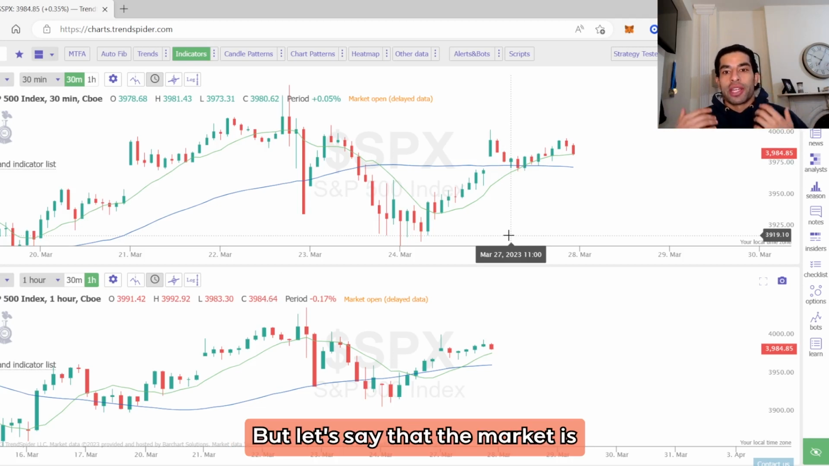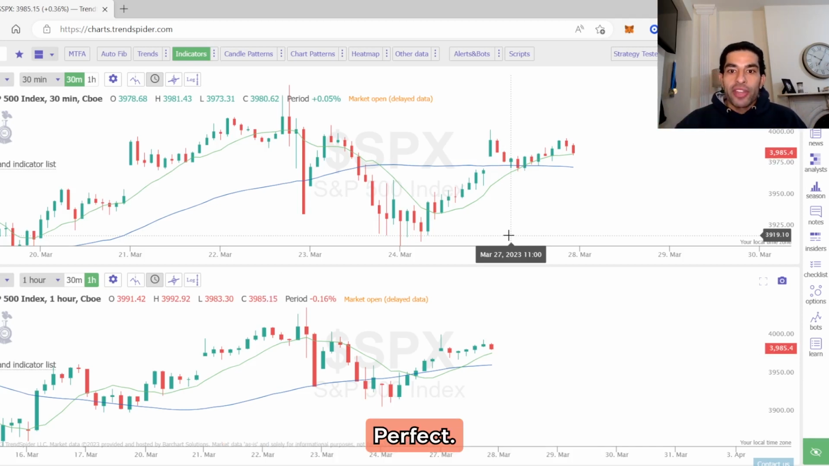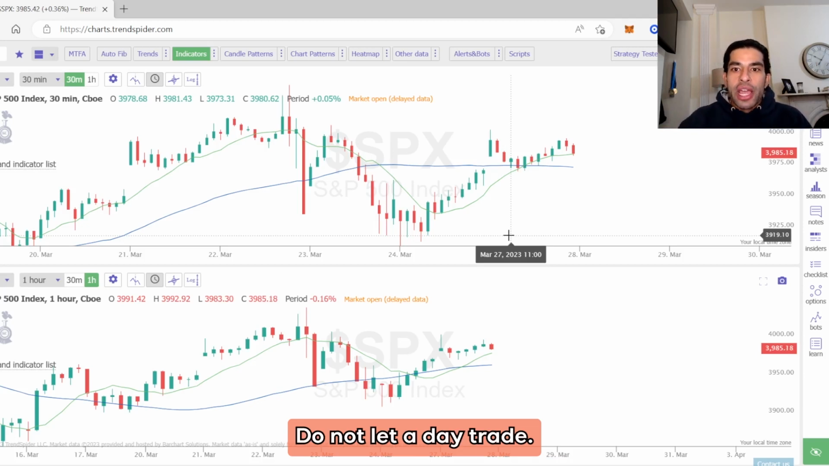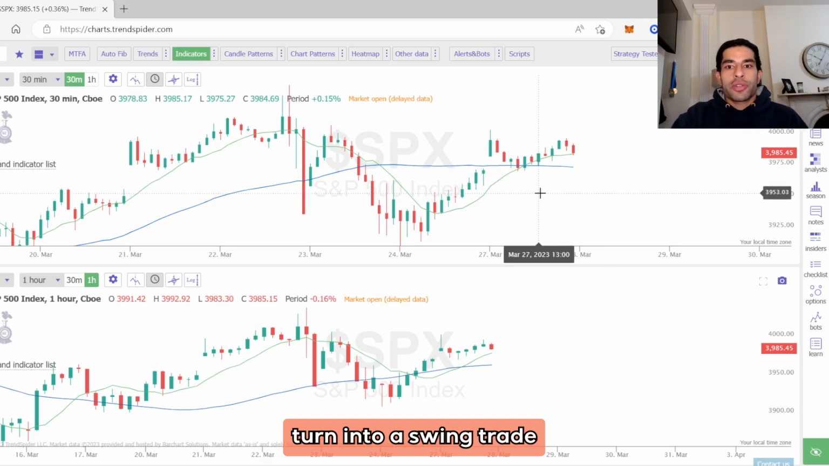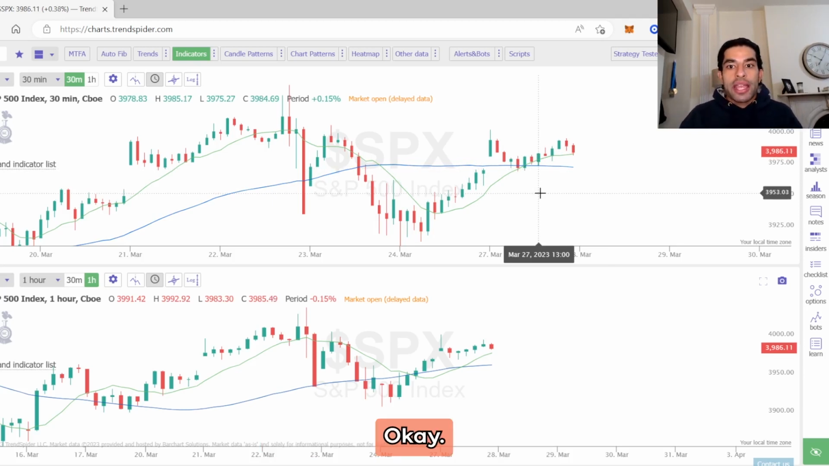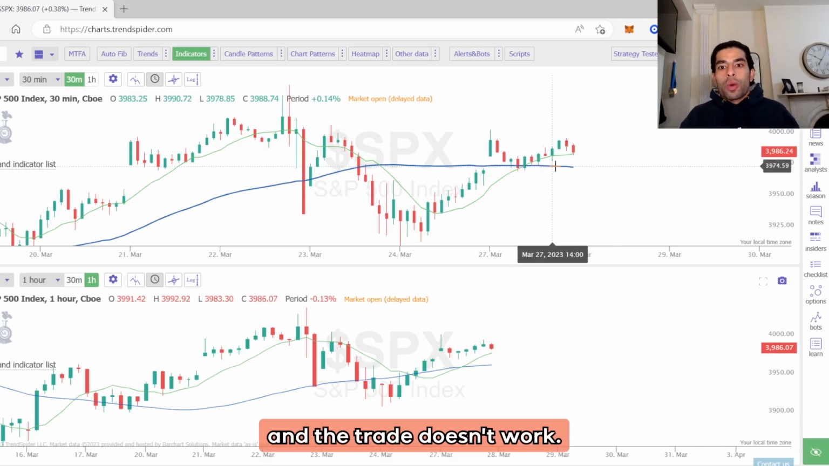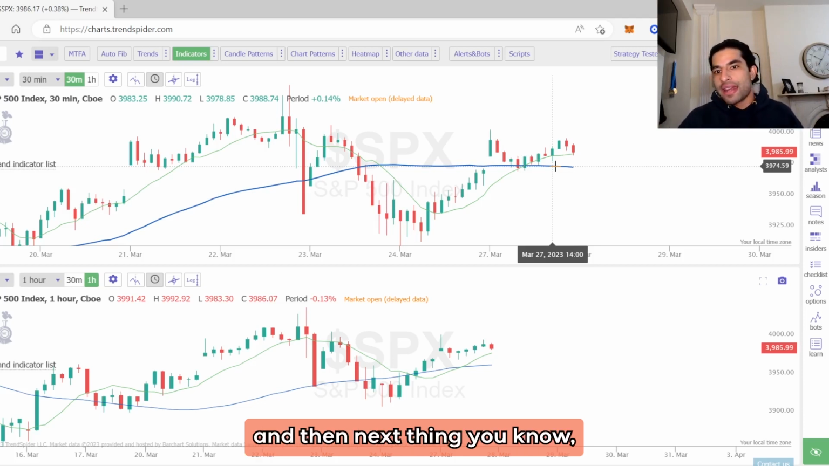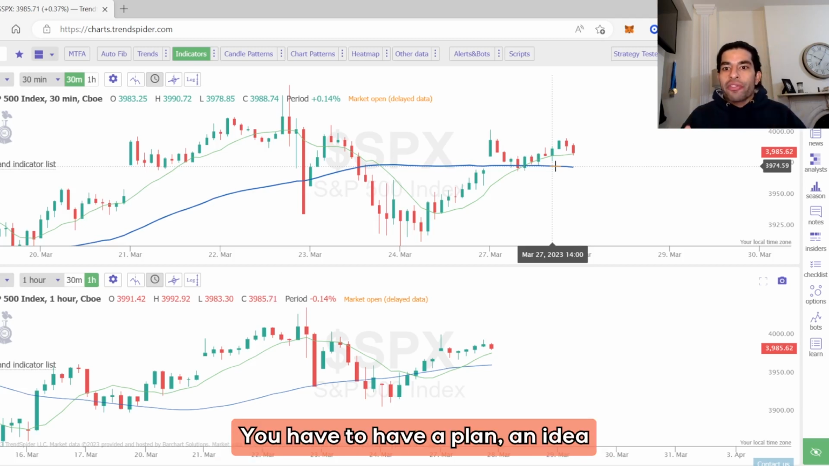But let's say that the market is full of momentum and you're looking to swing trade. Perfect. Have that planned ahead of time. Do not let a day trade, do not let your long at the 50 SMA on the buy signal turn into a swing trade just because it didn't work. A lot of times that's what happens. You go long and the trade doesn't work, but you still think it will, and next thing you know, you're holding overnight. Then the trade goes against you and you get smacked and you're down 50%.